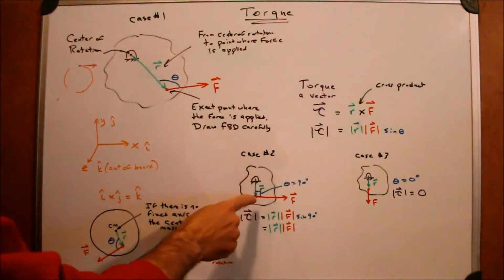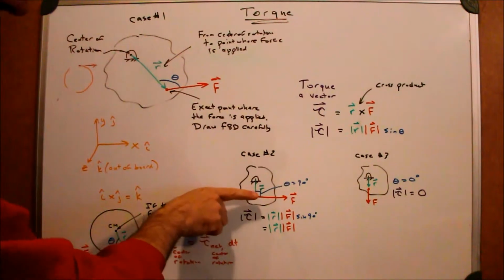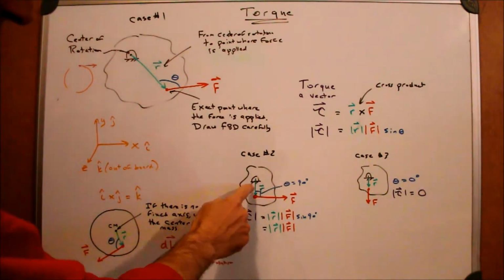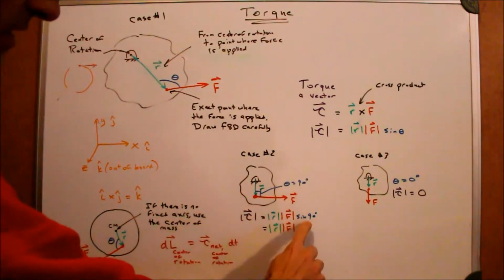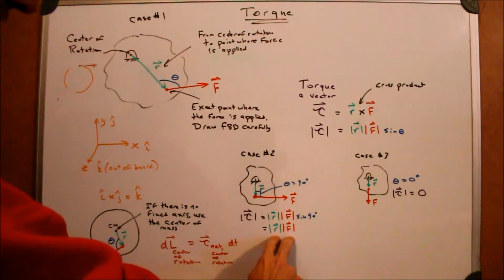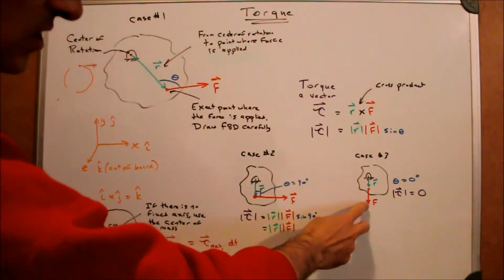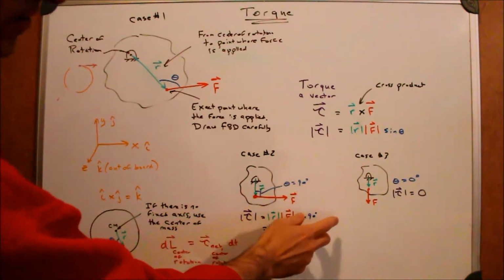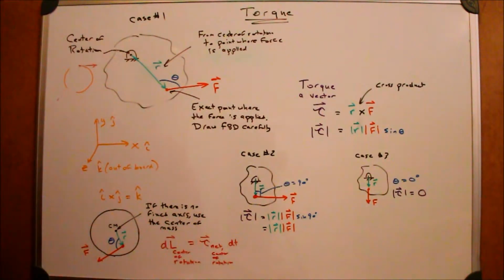For case number 2 here, I'm again rotating about a center of rotation. There's exactly where my force is acting, and it's acting in this direction. In this one I've shown that the line from the center of rotation to that point where it's acting is perpendicular to the force. So in this case the sine of 90 is 1, so it becomes just the magnitude of these. In case number 3, I put exactly where that force is acting in the exact direction it is. I draw from the point of rotation to that point of the force. Here you can see that theta is 0, or you can say 180. Either case is the same because the sine of 0 and sine of 180 are the same. And so this has no torque.